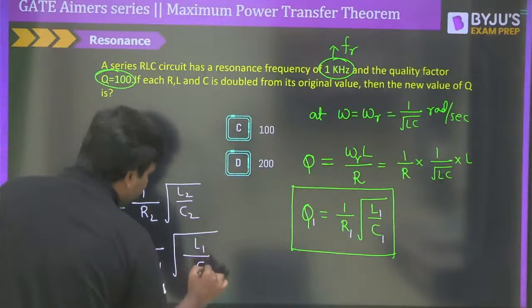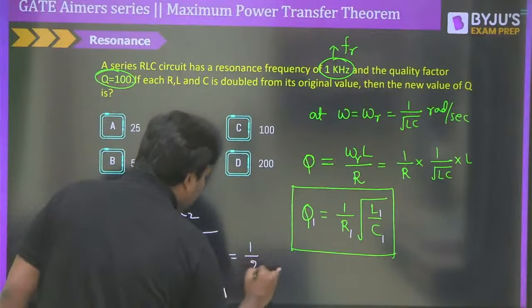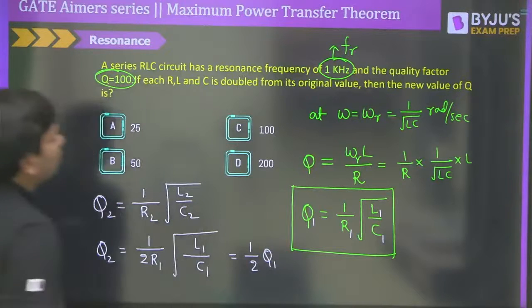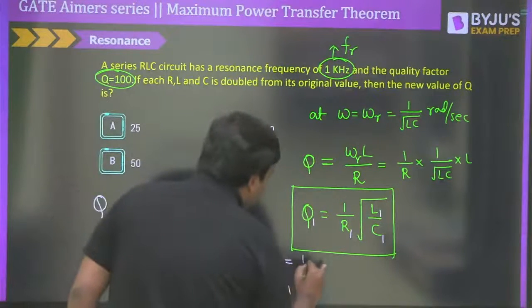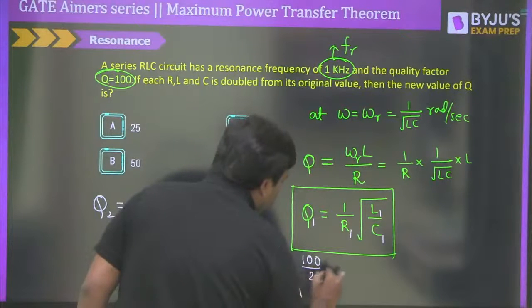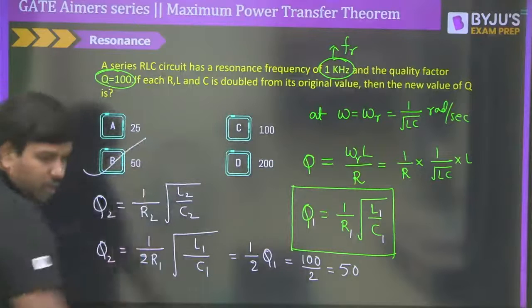So it is L1 by C1. Now I can say all the way this is 1 divided by 2 into Q1. What is the quality factor in the first case? 100, right? So therefore it will be equal to 100 divided by 2, which is equal to 50. The final answer for this question is option B.